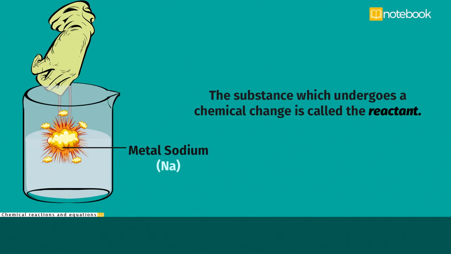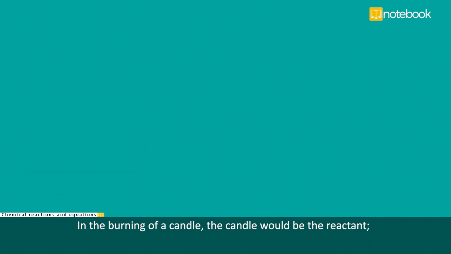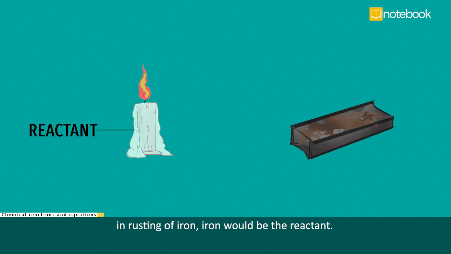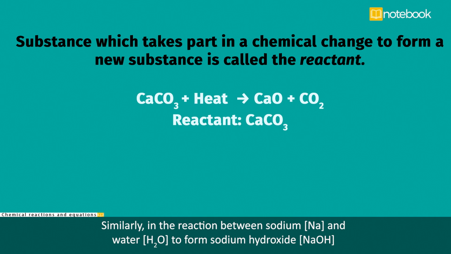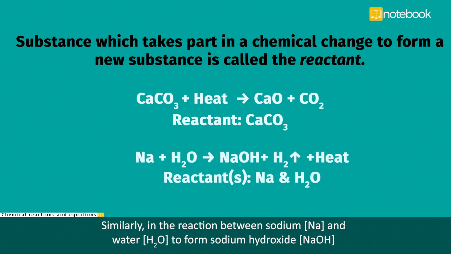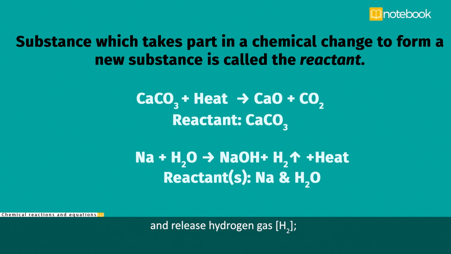Here, the substance which undergoes a chemical change is called the reactant. In the burning of a candle, the candle would be the reactant. In rusting of iron, iron would be the reactant. In this reaction, as calcium carbonate, CaCO3, changes, hence it is the reactant. Similarly, in the reaction between sodium, Na, and water, H2O, to form sodium hydroxide, NaOH, and release hydrogen gas, H2, sodium and water are the reactants.